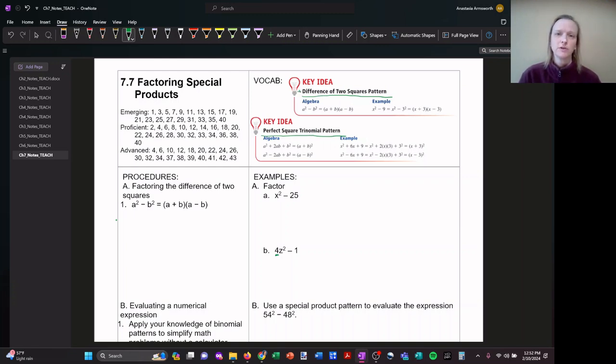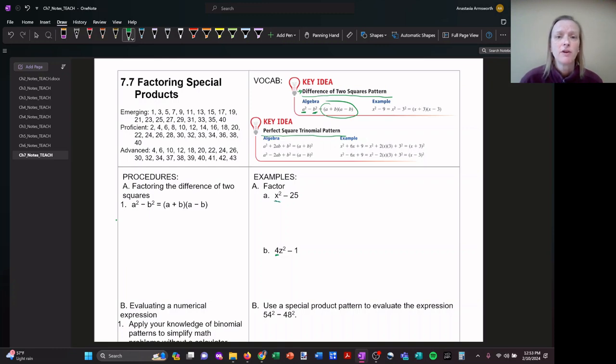First, we're going to look at a difference of two squares. When we have a squared value minus a squared value, the bases of those squares can be used to create a multiplication pattern with two polynomials: a plus b times a minus b. So let's look at an example of that.